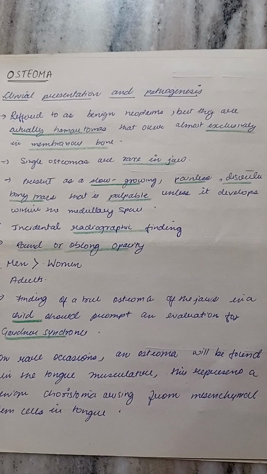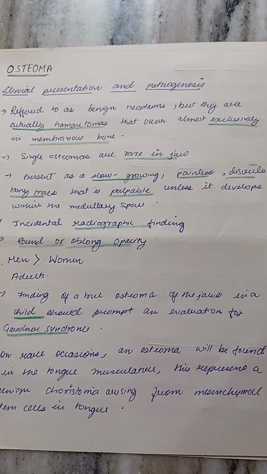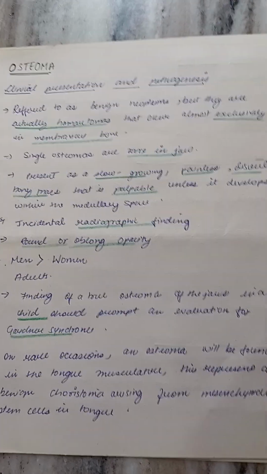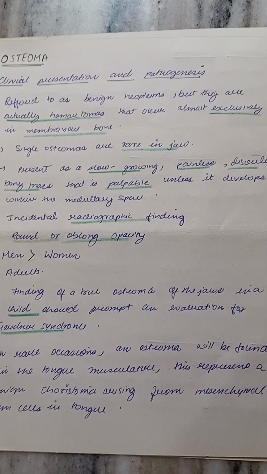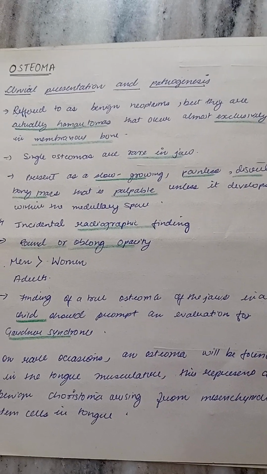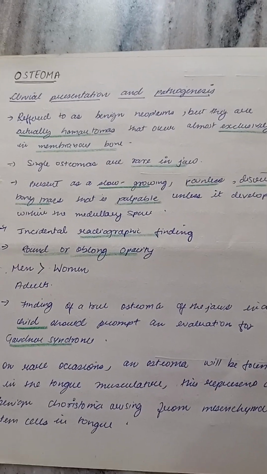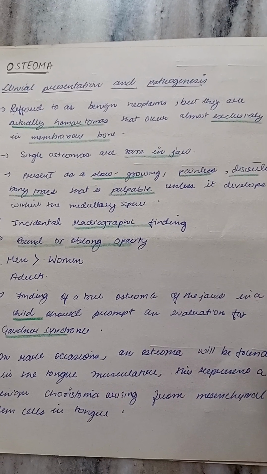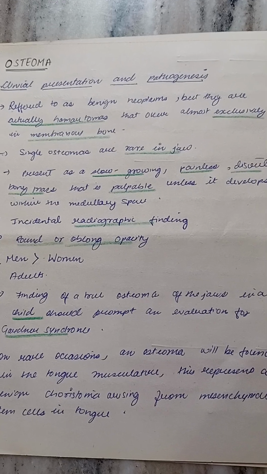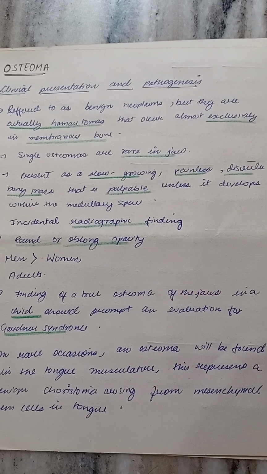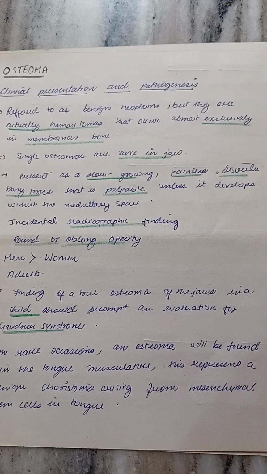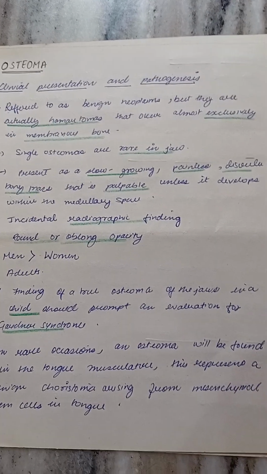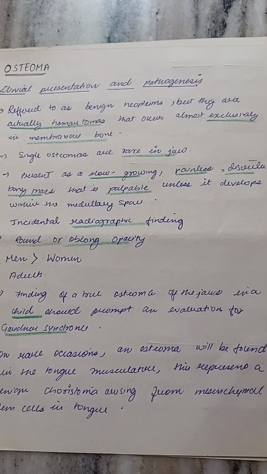Referred to as benign neoplasm, but they are actually hamartomas that occur almost exclusively in membranous bone. Single osteomas are very rare in jaws. They present as a slow-growing, painless, discrete bony mass that is palpable unless it is developed within the medullary space.